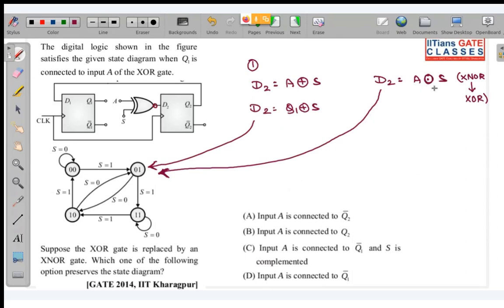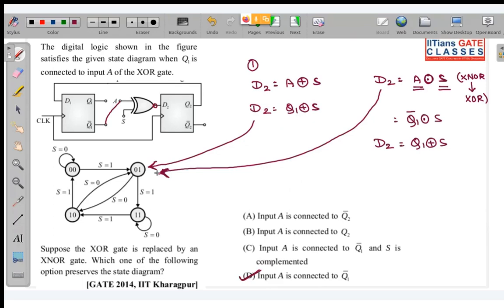If there is a change over here, then how will we be able to get this? So how can we do that? Over here S is fixed, now A. So what can we do? If we connect this A with Q1 complement, my problem is solved. Why? Q1 complement XNOR S, we know this is equal to Q1 XOR with S. So we will get the same diagram. So simple, option D, input A is connected to Q1 complement. I told you this question will be very simple.